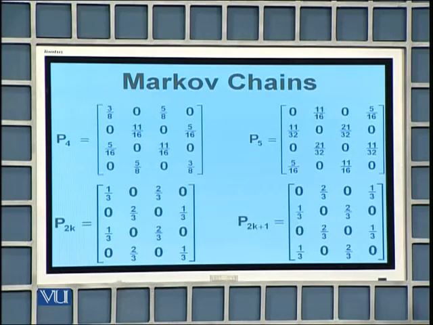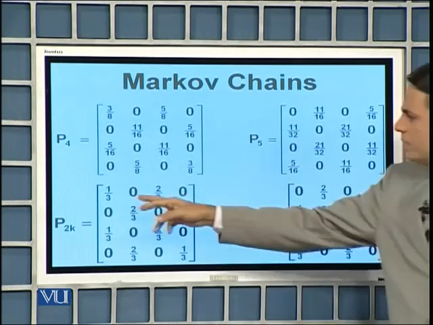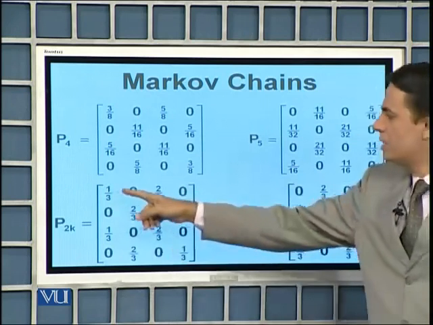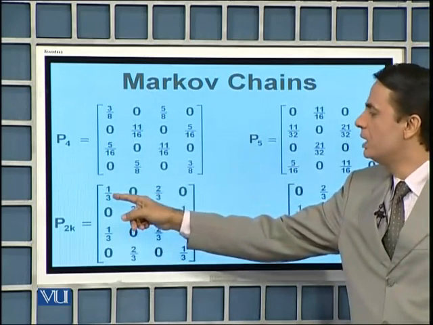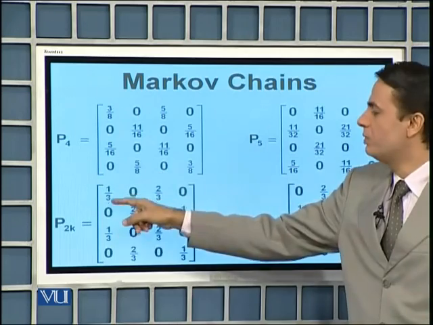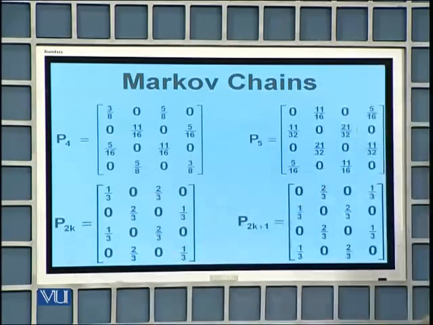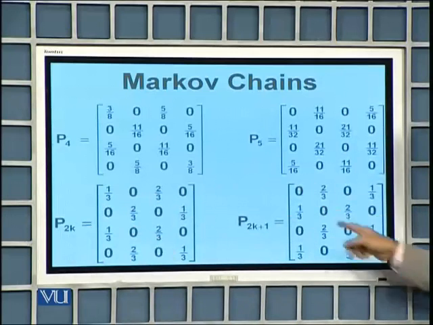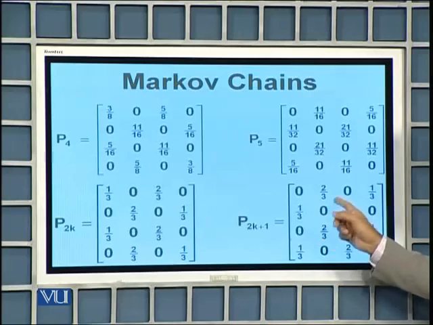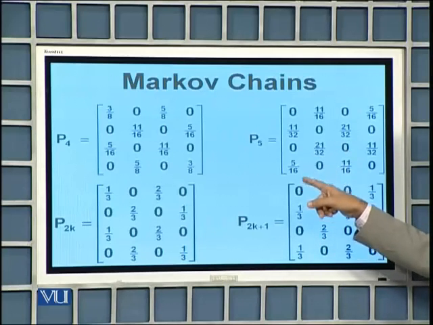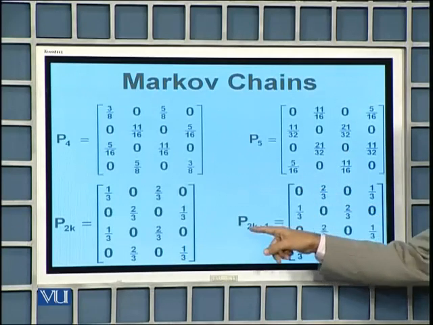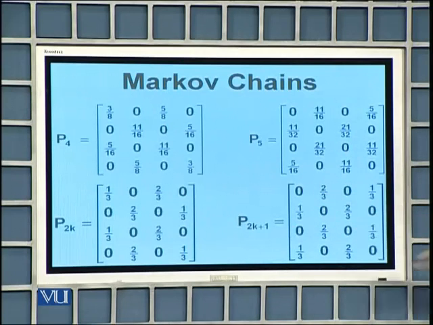And there is a way to interpret it. Let's look at this diagonal. This diagonal represents the probability of coming back to state 1 in 2k steps, or 2k plus 2, or 2k plus 4 steps. And here, the same diagonal, which has all zeros, shows that the probability of coming back to the original starting point in an odd number of steps is going to be 0.